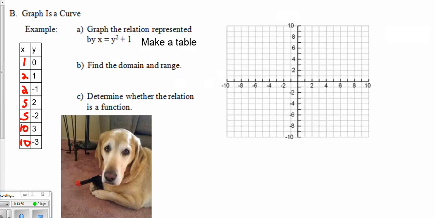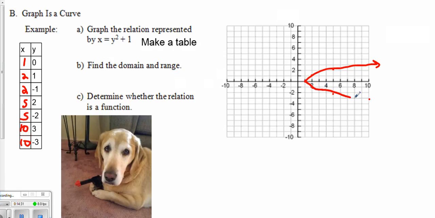So this graph will look something like this. We have (1, 0), (2, 1), (2, -1), (5, 2), (5, -2), (10, 3), and (10, -3). So these are the points that we found. And remember, because it's an equation like this, all of these points in between will also fit. So we have to connect these like so. It's going to go on forever.